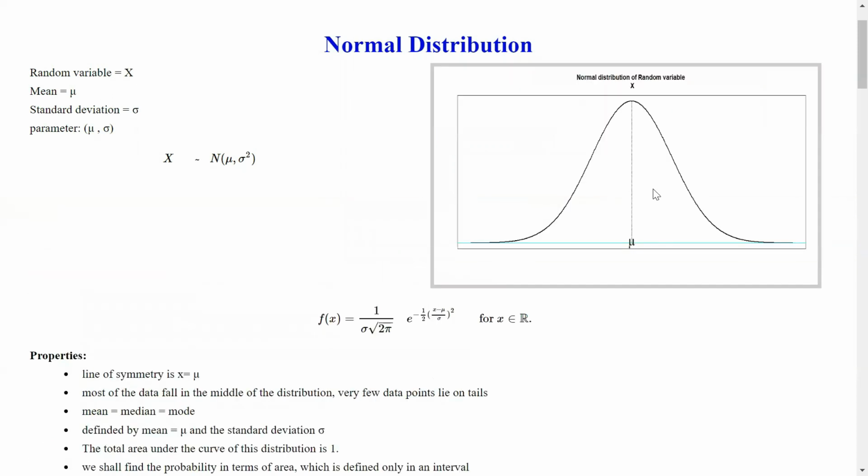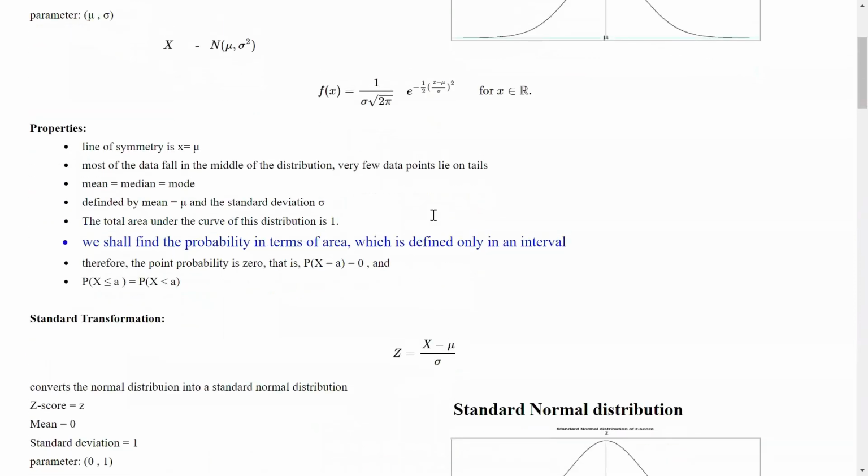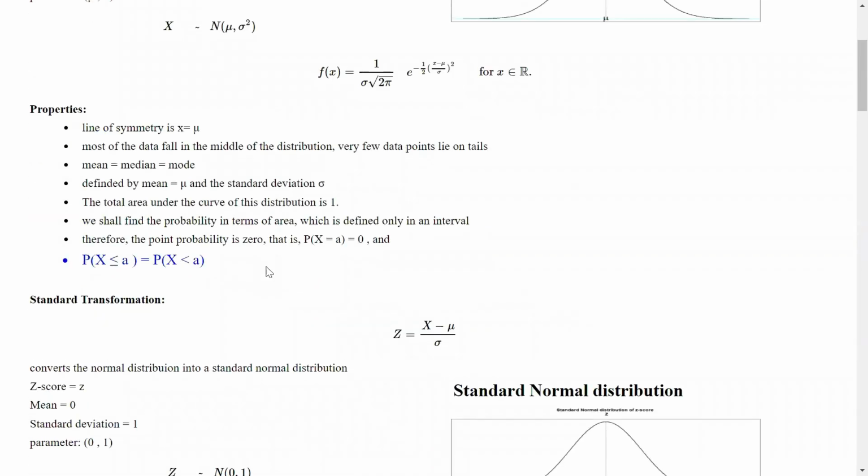The total area under the curve is 1. This property is used to find the probability in terms of area, which is defined only in an interval. Therefore, the point probability is 0 for this distribution. That is, at any point x equals a, the probability of this event is 0. Hence, the probability of the event x less than or equal to a is the same as the probability of the event x strictly less than a.